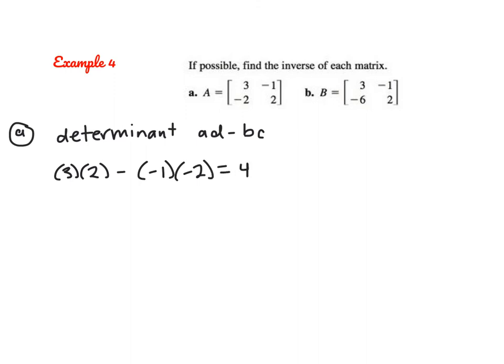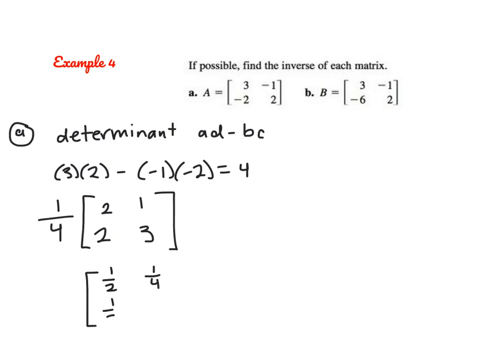Now we plug this into the formula. It's 1 over your determinant times our original matrix, where we swap A and D, so 2 and 3 here, and then we make our other values negative, or the opposite. So this negative 2 becomes a positive 2, and negative 1 becomes a positive 1. Now this is just scalar multiplication. I'm going to multiply this to all 4 of my elements. So we get 1/2, 1/4, 1/2, and 3/4. And that is our inverse matrix.